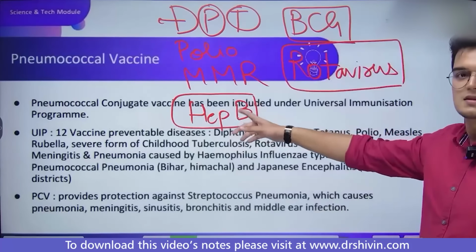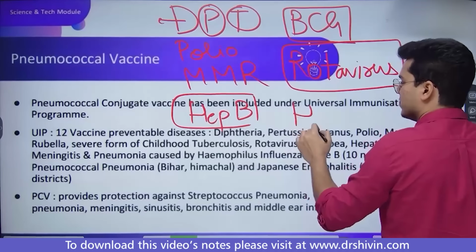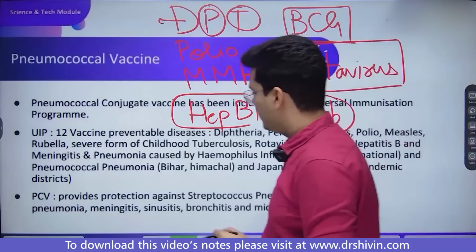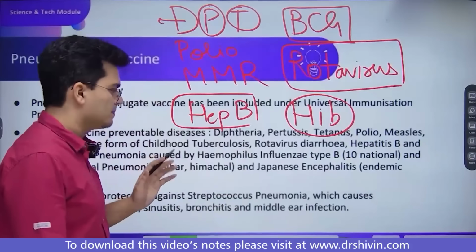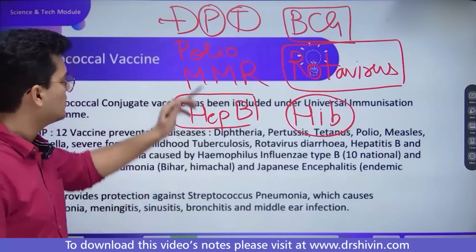Hepatitis B is a disease of the liver. ये diseases हम कल पढ़ेंगे. And lastly, it has Hib. Hib stands for Haemophilus influenza type B. Haemophilus influenza type B. So how many diseases are being covered?